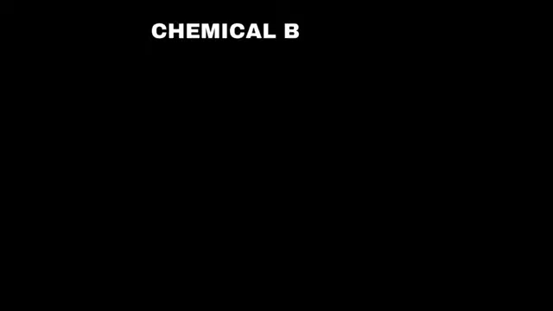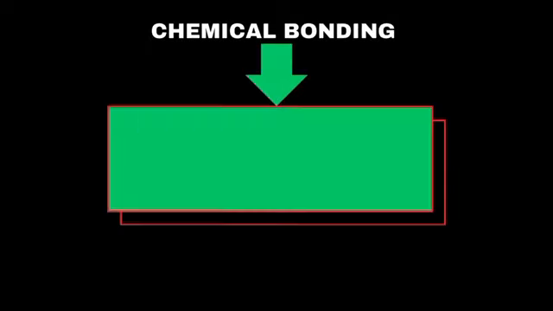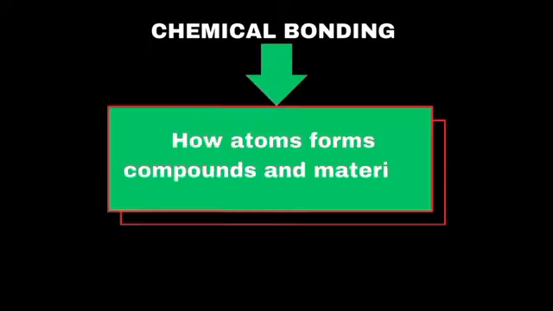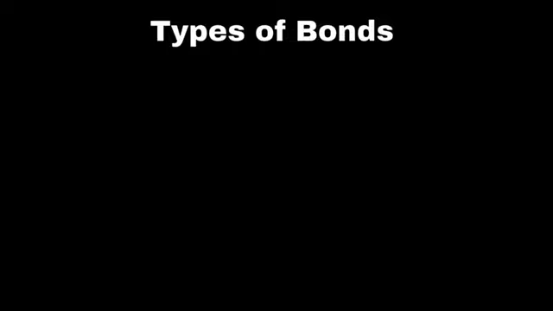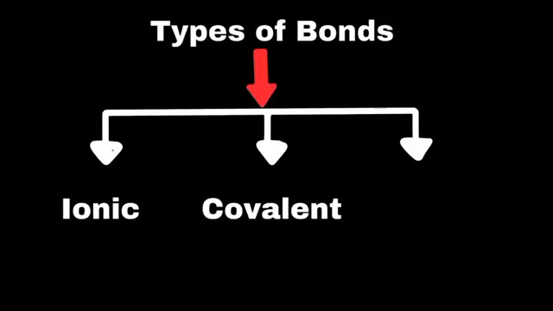Chemical bonding in inorganic chemistry explains how atoms come together to form compounds and materials. The type of bond formed between atoms determines the physical and chemical properties of the substance, such as its strength, melting point, electrical conductivity, and reactivity. There are three primary types of chemical bonds: ionic, covalent, and metallic.